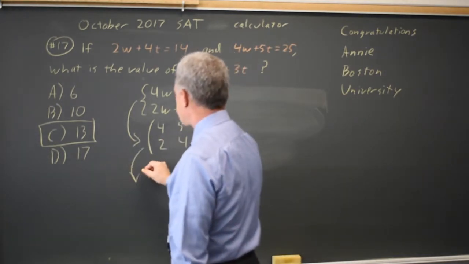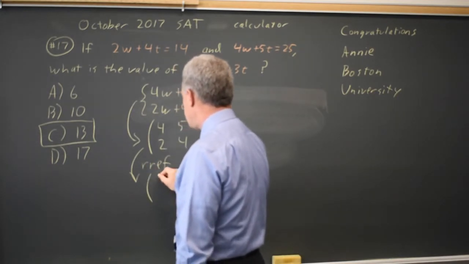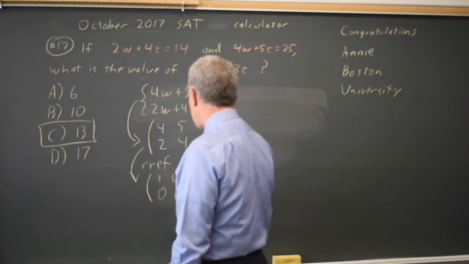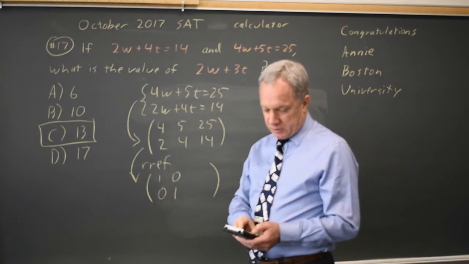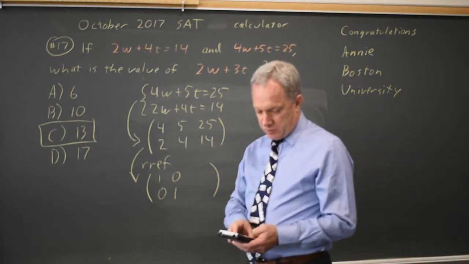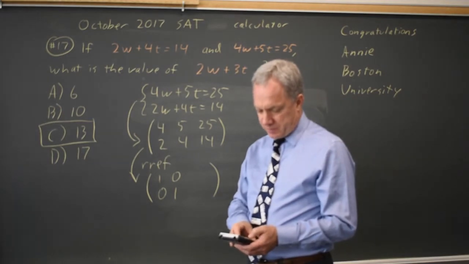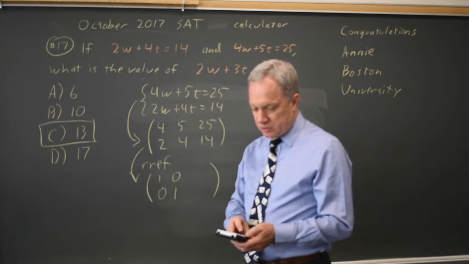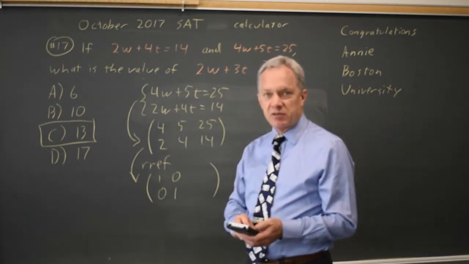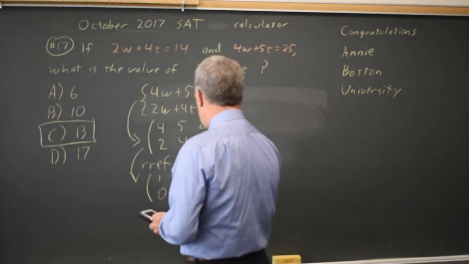If I then ask the calculator for reduced row echelon form, RREF, it gives me 1, 0, 0, 1 for the first two columns. And when I correctly go to matrix math and scroll down to reduced row echelon form, and then matrix names and the name I gave my matrix, it gives me my third column is 5, 1.